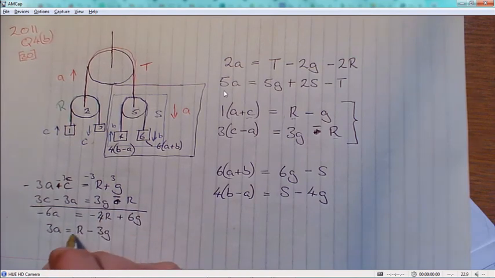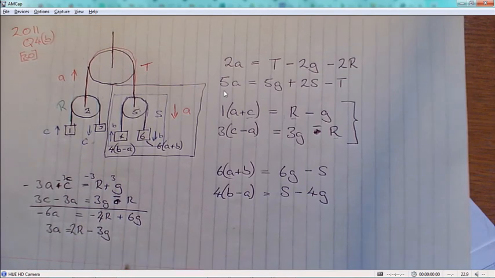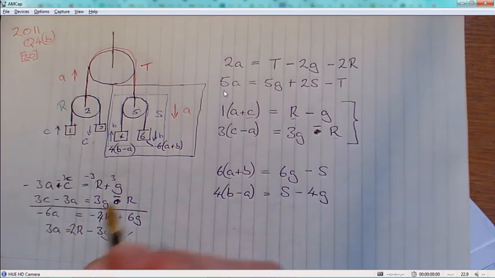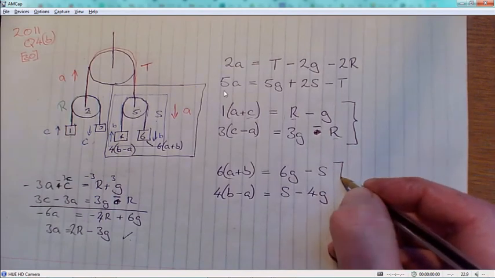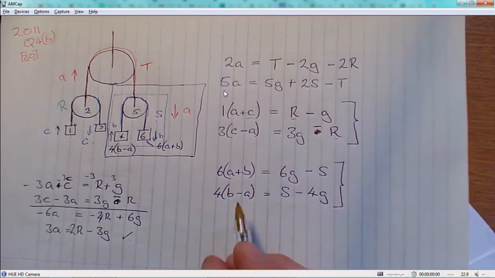Minus 4 or 3A is equal to 2 or minus 3G. Okay, good stuff. So now what we'd like is a similar formula for the S's. So how do I do that? This is where I'm trying to get rid of the B's, yeah?